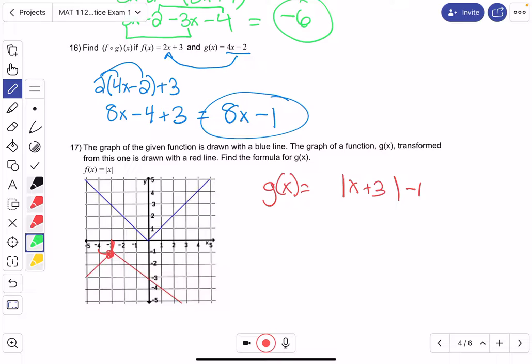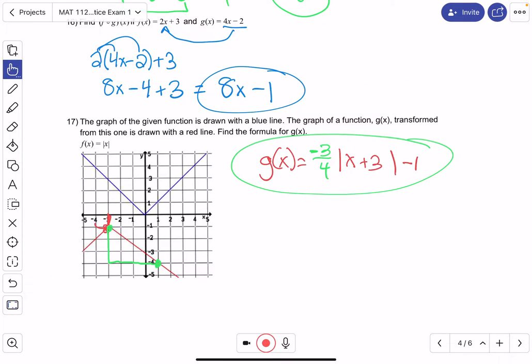And now I need to figure out the slope. So to get from point to point, I go down 3 over 4. So negative 3/4. That negative flipped it, so we know we're right. So this is our equation for the red line.